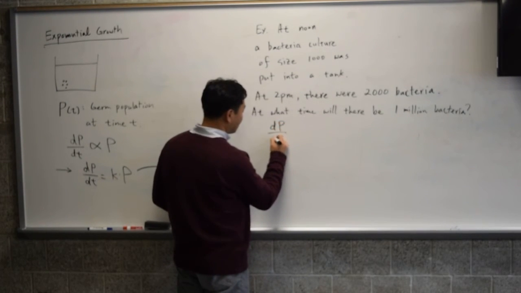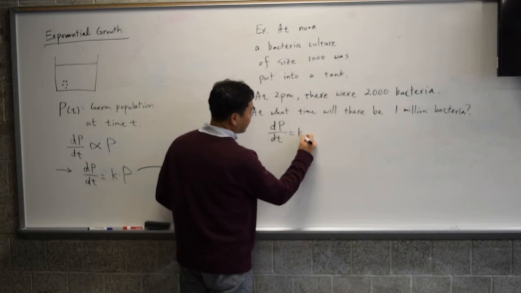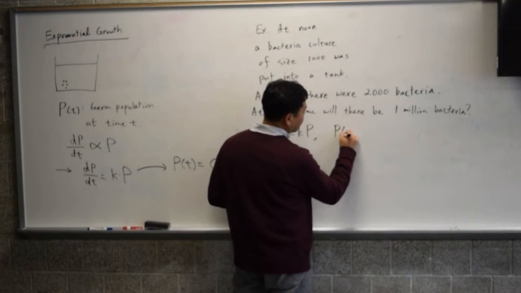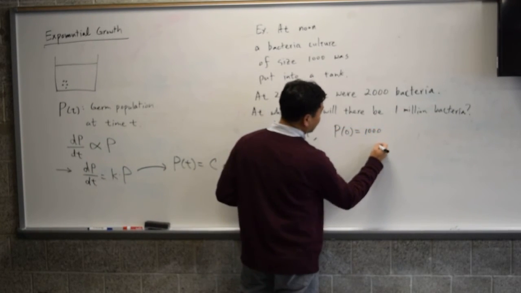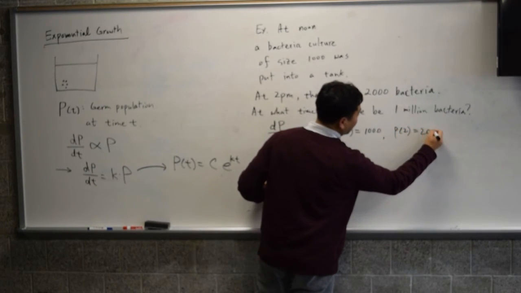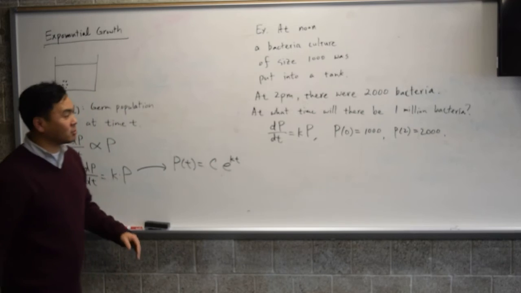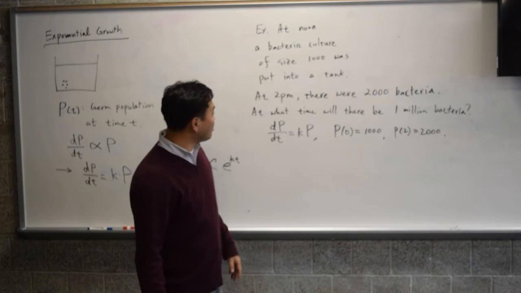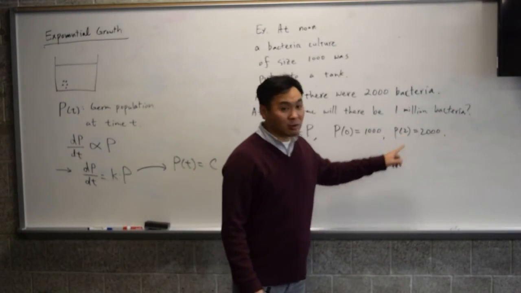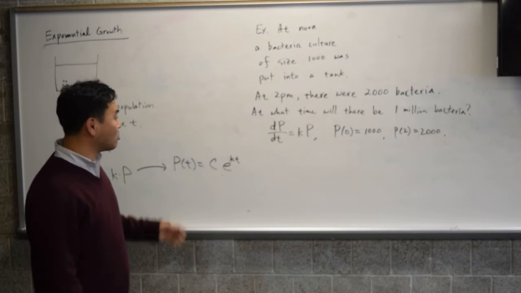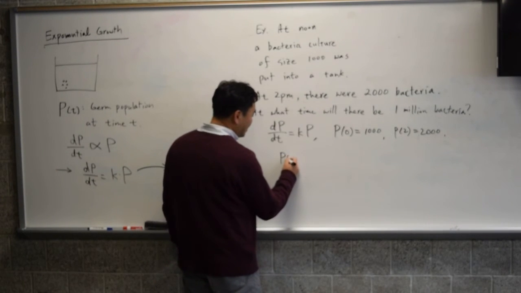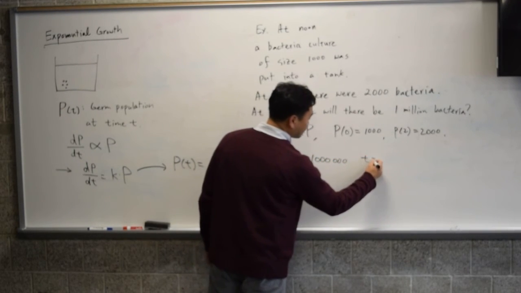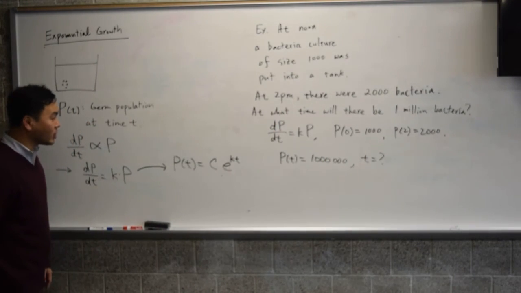dP/dt equals k times P. That's the differential equation we have to solve. And P of 0 is 1,000, and P of 2 is 2,000. Those are the conditions given, right? So at noon, if you call it time 0, this is what we have. If you call 2 p.m. 2 hours, so our unit for time is hours, it's 2,000. The question is, for what t is it 1 million? That's the question.